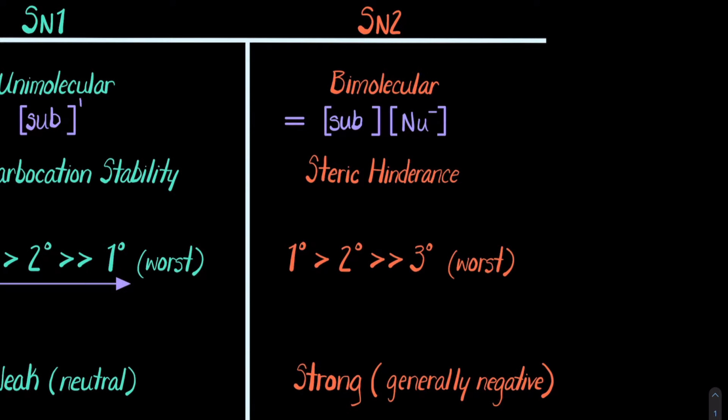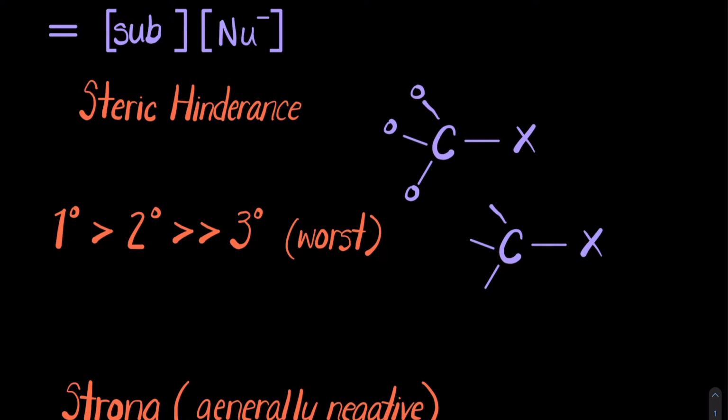Picture it like this. This is substrate 1. This is substrate 2. If this is what the side chains look like, which one do you think is going to be more favorable to attack? It's going to be this one. So that's pretty much what it looks like.